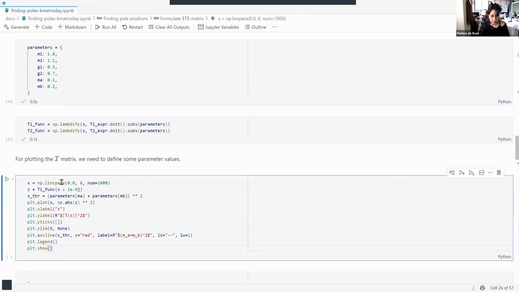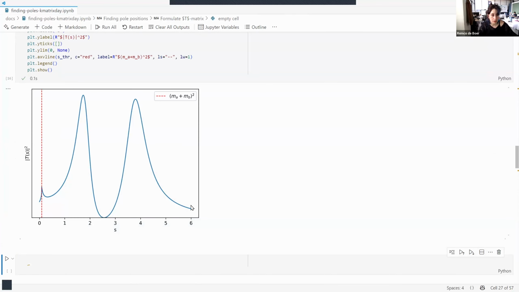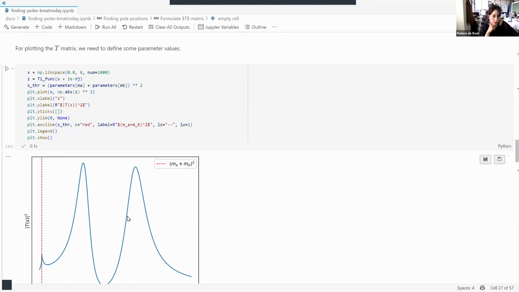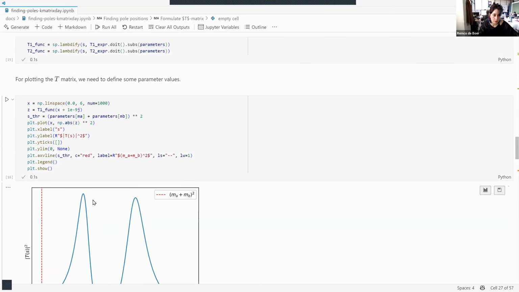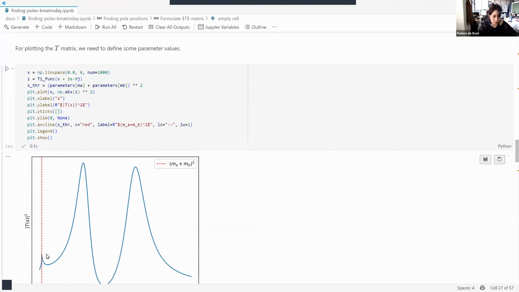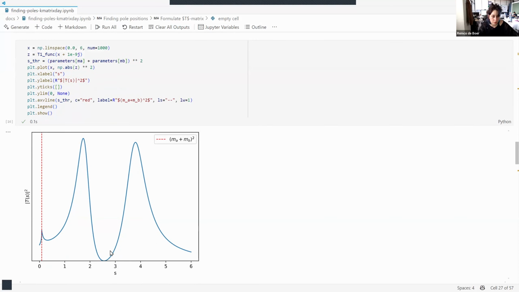What I'm going to do now is, I will plot the absolute square of the second Riemann sheet, at s plus i epsilon, so like a tiny bit off of the real axis here in the lower part of the complex plane. And what I can see here now is, okay, nice, I have 2 peaks here as expected. I would expect this because I have 2 poles given in my parameterization. So it looks kind of as expected here.